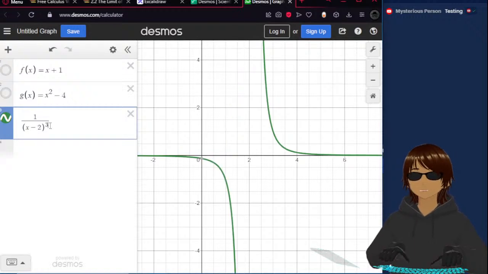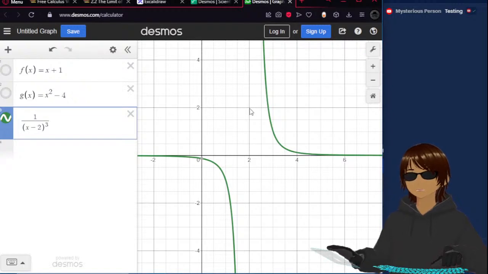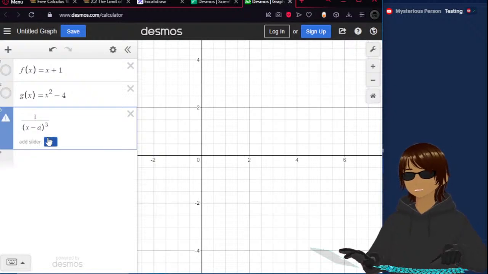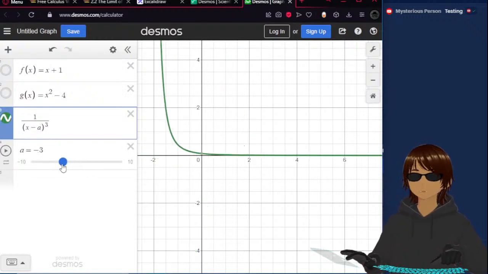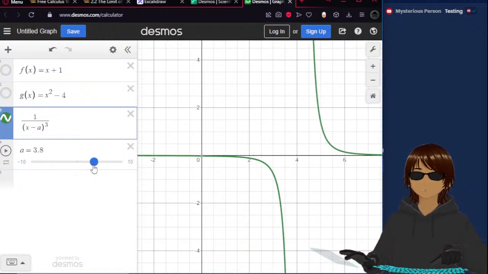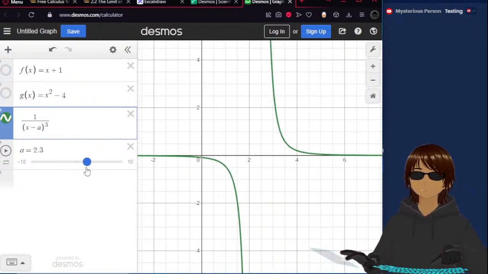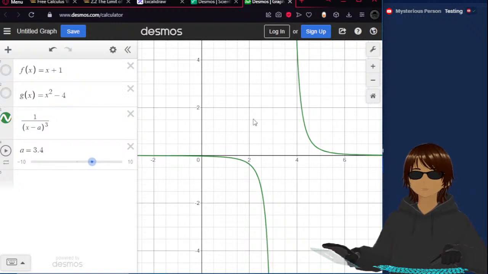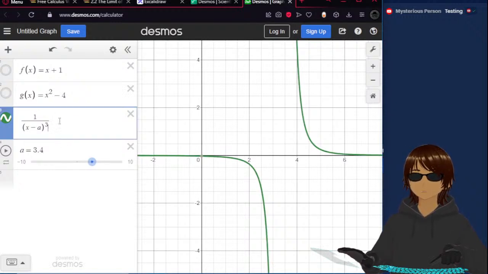So if it's 3, it's going to go downwards. The asymptote will be at this value. If I do an add slide, the vertical asymptote will be a itself. For odd numbers, it will go to opposite sides. For even, it will go to the same side.